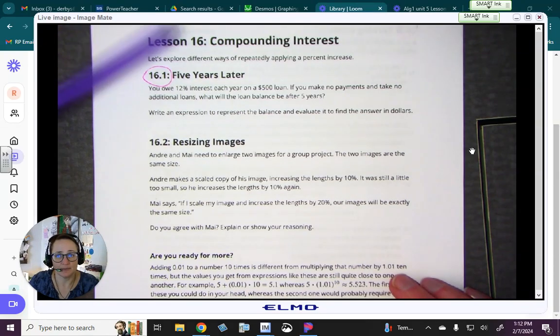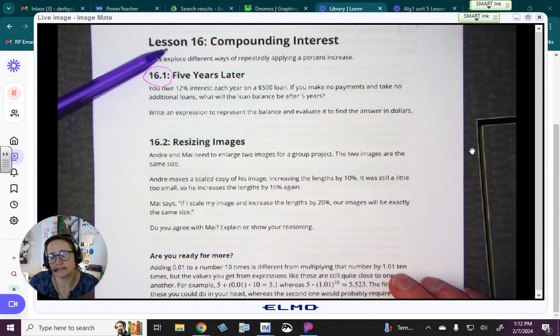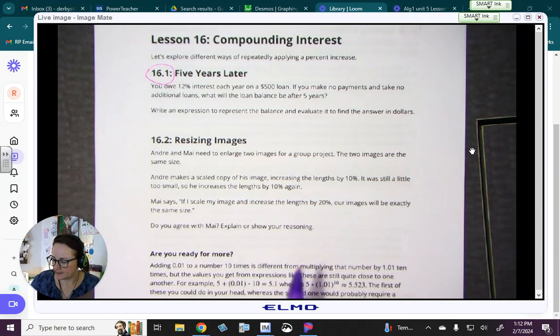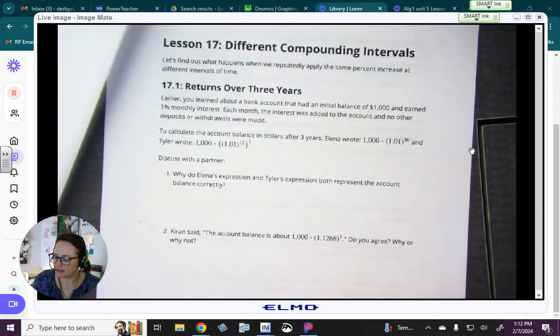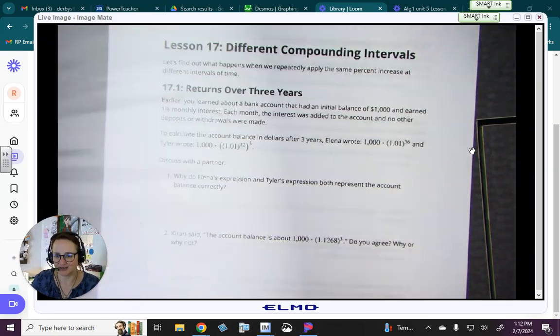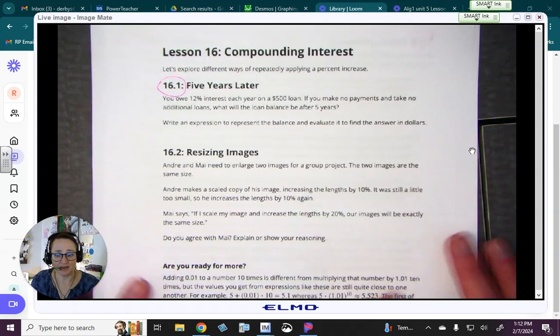In this lesson part, we're going to do just a smidge of lesson 16, just 16.1, to think more about compounding interest. And then we're going to turn to lesson 17 and do a couple parts there. So please be ready with your workbook and a calculator as well.